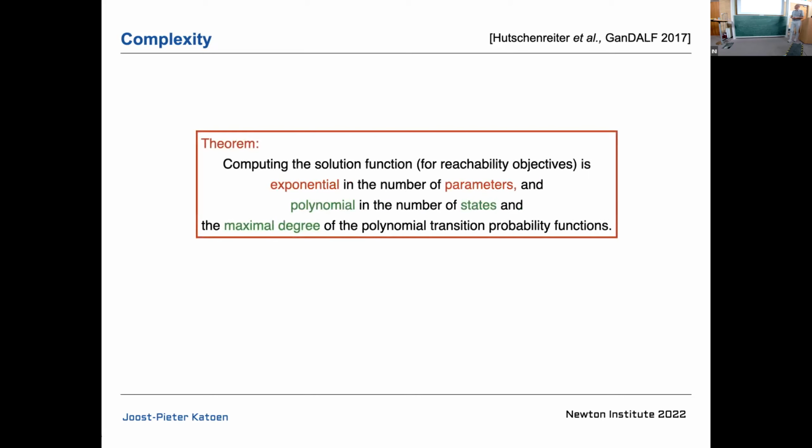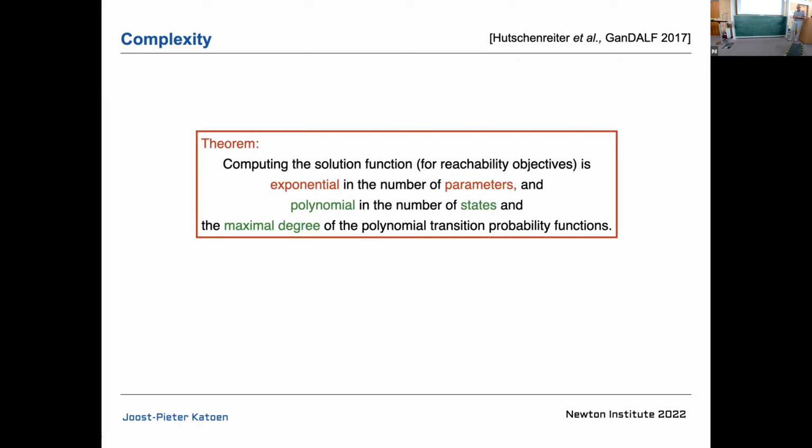It says that computing such a rational function only for reachability is already exponential in the number of parameters. It's polynomial in the number of states, so the number of states is less relevant, but it's also polynomial in the maximal degree of the polynomial transition function in your map.